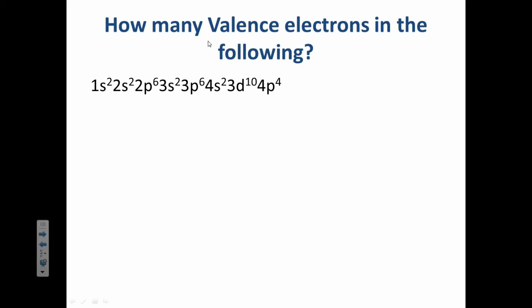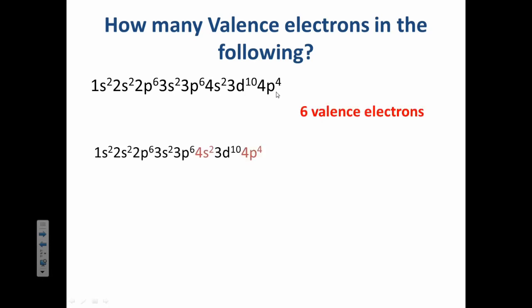Alright, how about this? How many valence electrons are in the following? Let's take a look at this. This is the first shell, second shell, third shell, fourth shell. Which is the outermost shell? The fourth shell. How many are in there? Well, there's 2 here plus another 4, so that makes 6. You add those 2 together, and this is selenium.